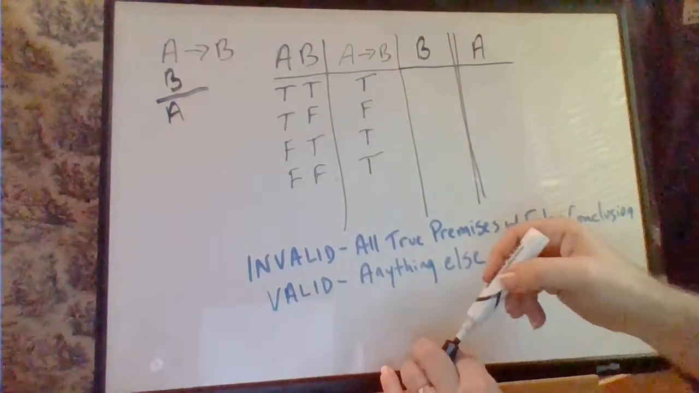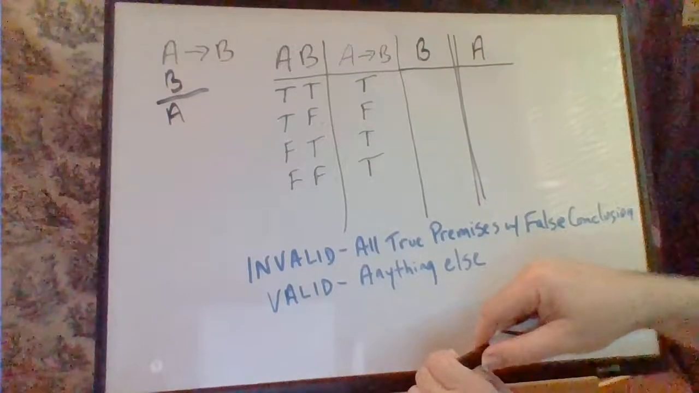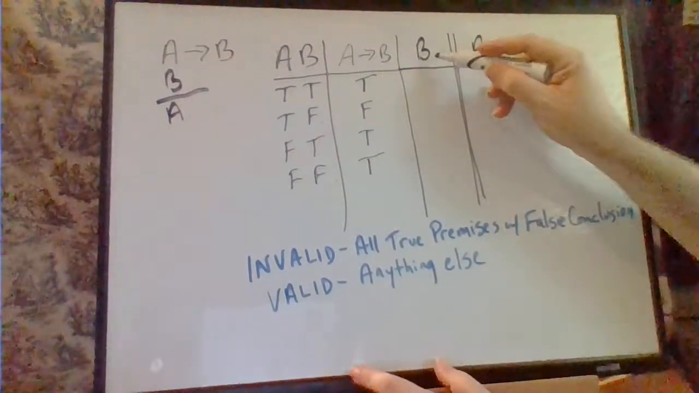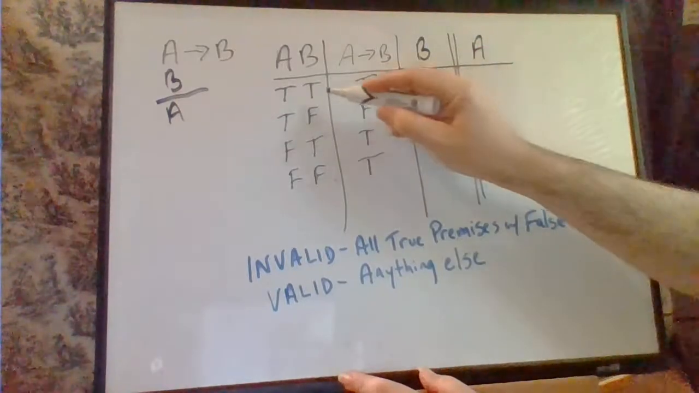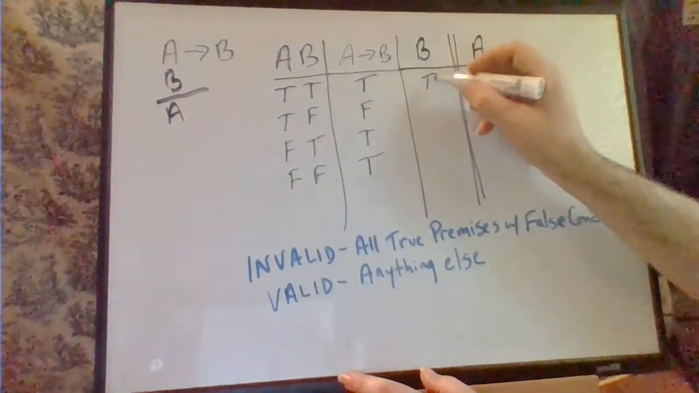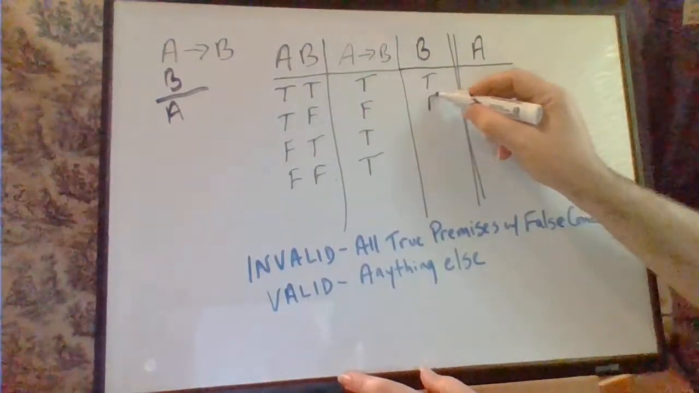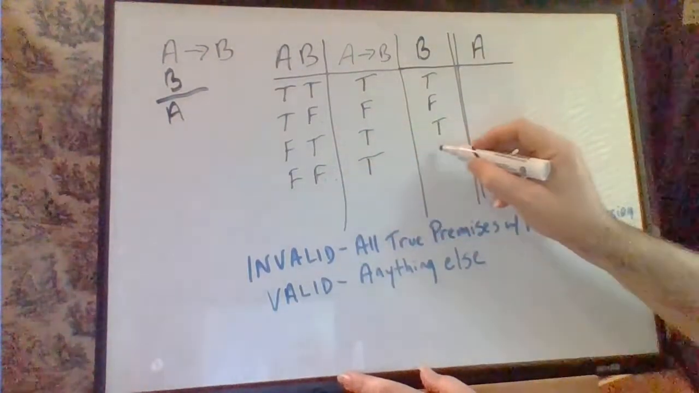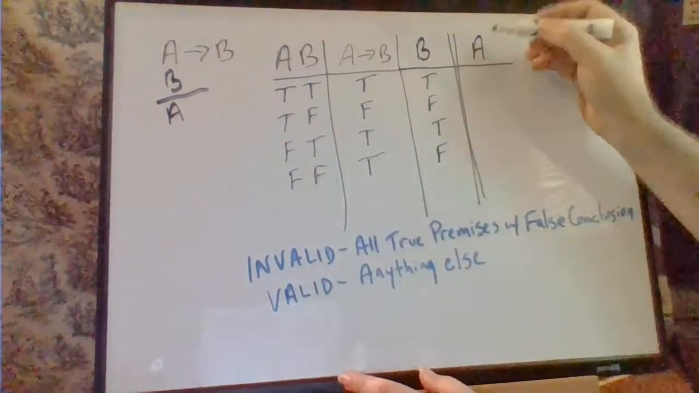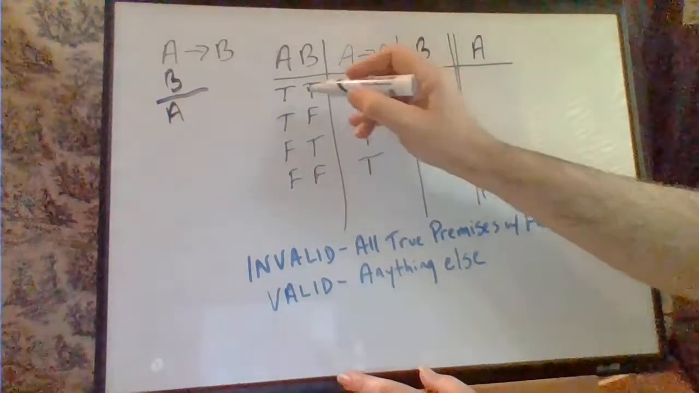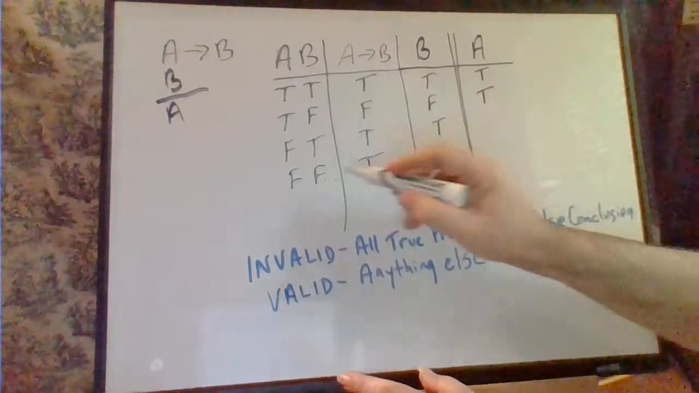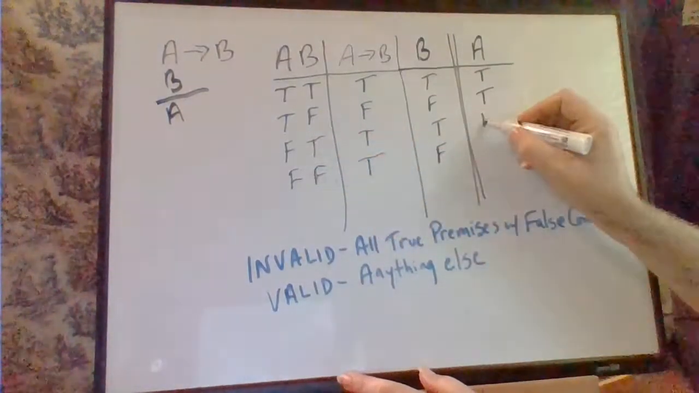So since I didn't change the first premise, it's the same, so the truth values will all be the same. But when we fill in the second premise, it's B. So on line 1, B is true. Line 2, B is false. Line 3, B is true. Line 4, B is false. And the conclusion is A. So on lines 1 and 2, A is true. And on lines 3 and 4, A is false.